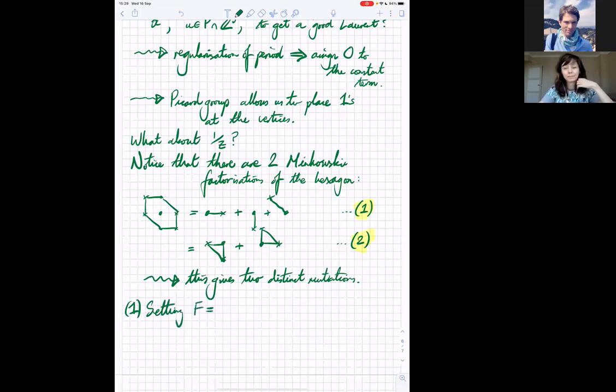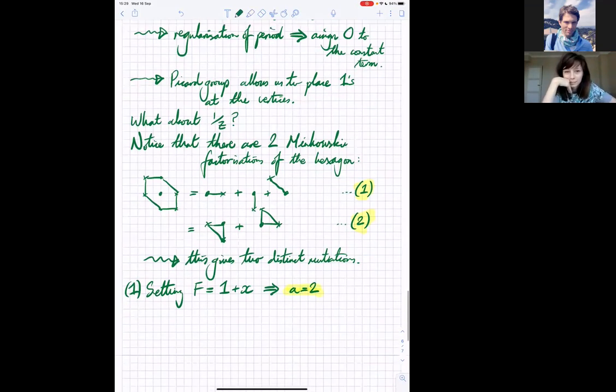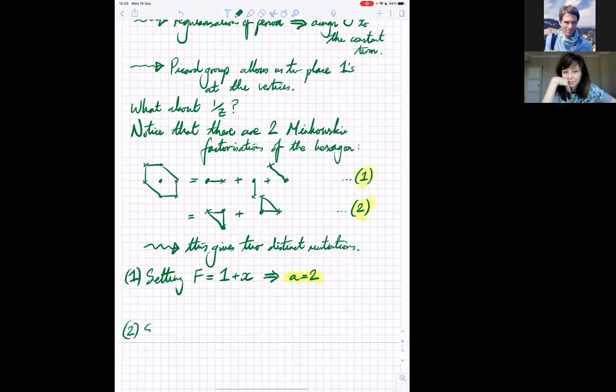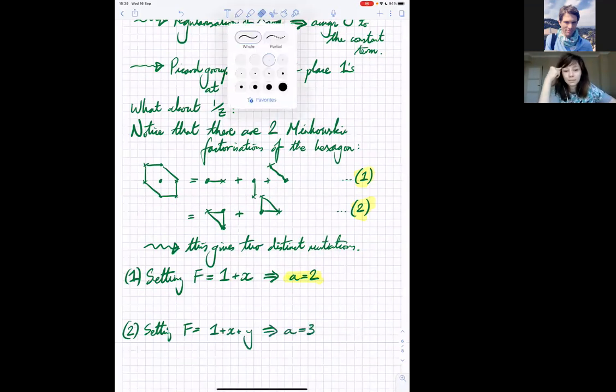So in the first case, I'm just going to set f equals 1 plus x. And if you work through the definition of mutation, you see this forces A to be equal to 2. There's just no choice about this. Okay. And in the second case, set it equal to the triangle 1 plus x plus y. This forces A to be equal to 3. Again, there's absolutely no choice about this.